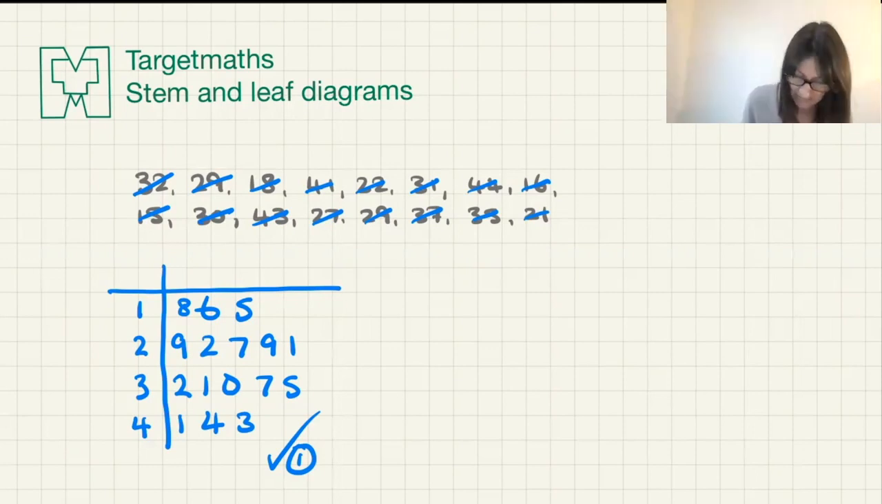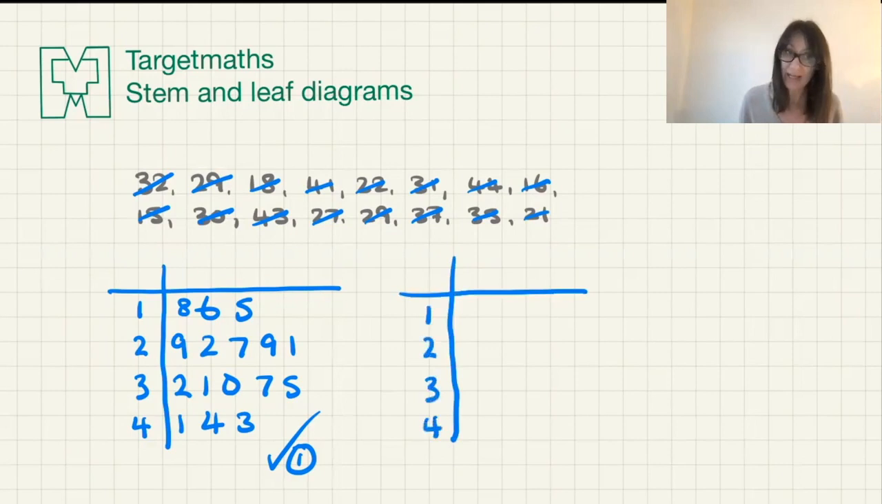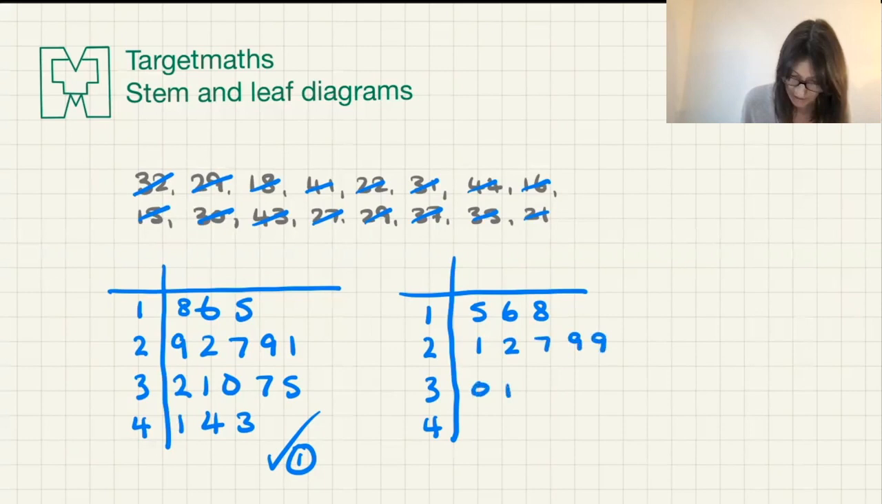The next step is to just redraw it. So I've got my 1, 2, 3, 4, but this time putting it in order. So 865 is going to become 568. And then I've got 1, 2, 7, 9, 9. Then I've got 0, 1, 2, 5, 7. And then I've got 1, 3, 4. Okay, hopefully I've done that right.